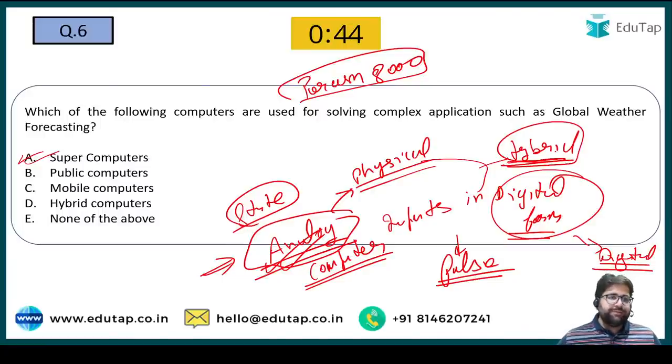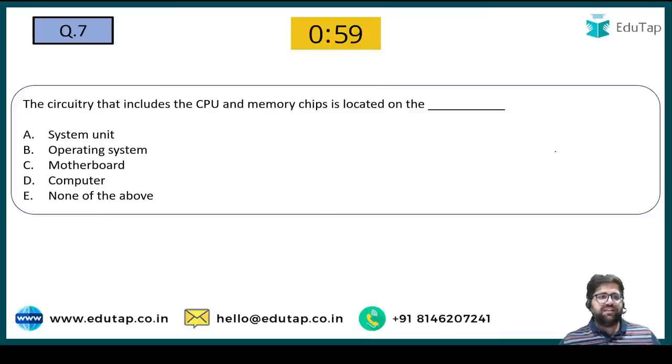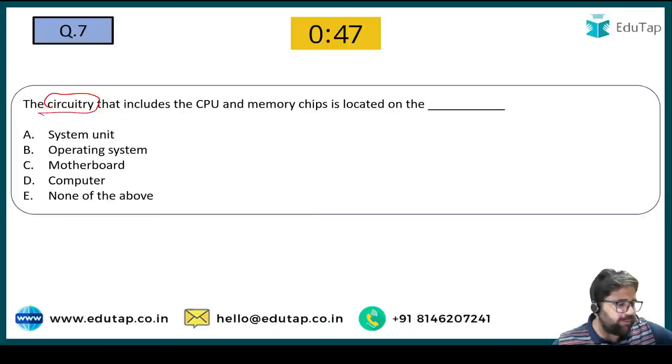Now let's move to question number 7. This is not circuitry, I apologize for the spelling mistake. The circuit that includes CPU and memory chip is located on. Can you let me know that particular component?